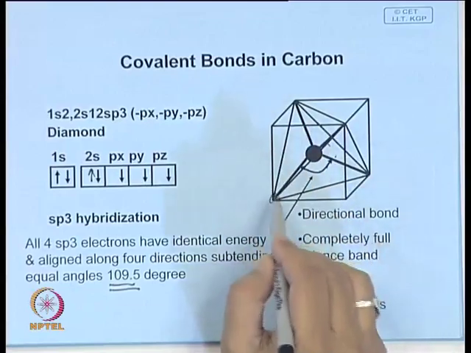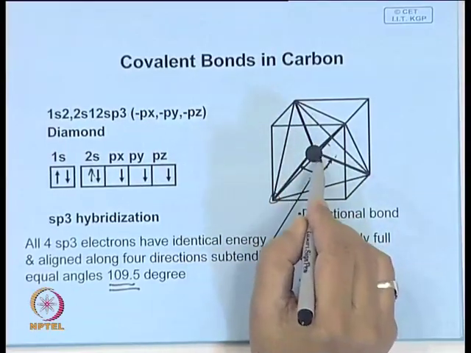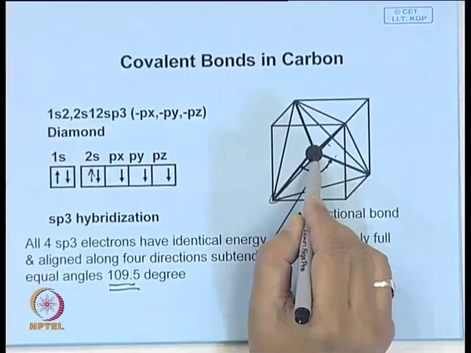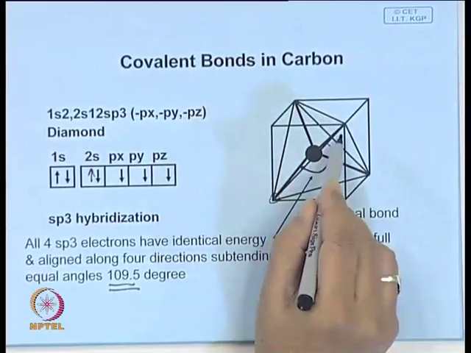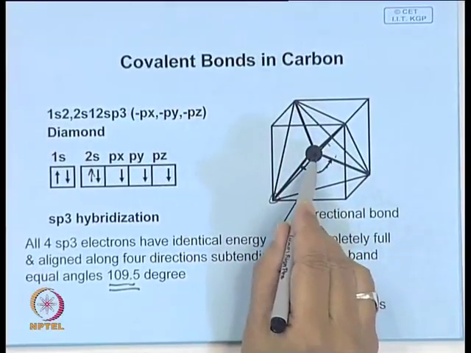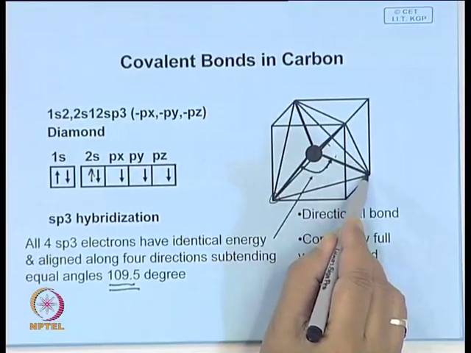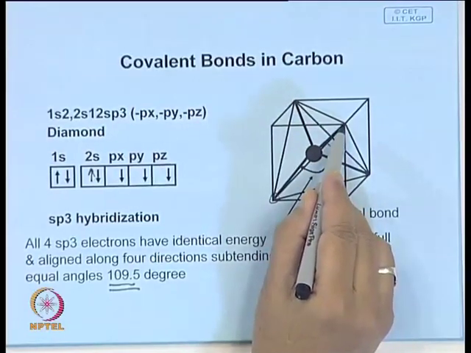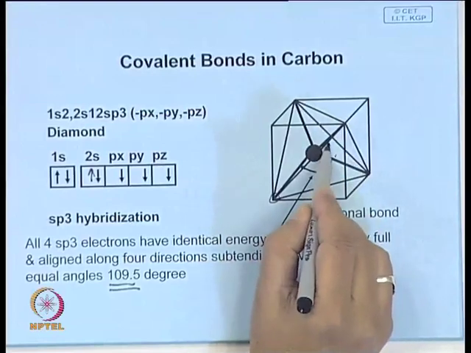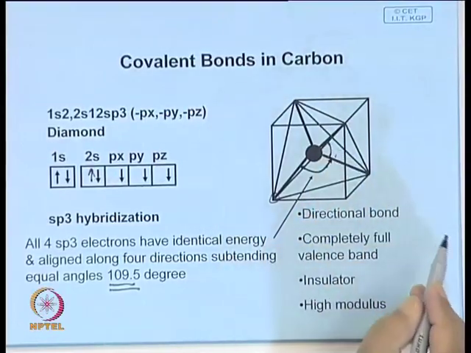You can solve this by simple trigonometry, plus an atom at the center of a regular tetrahedron, and join the center to the corner, this corner, this corner, and then try to find out this angle.